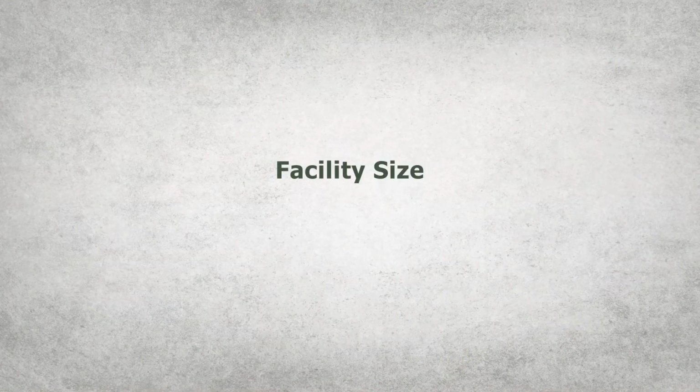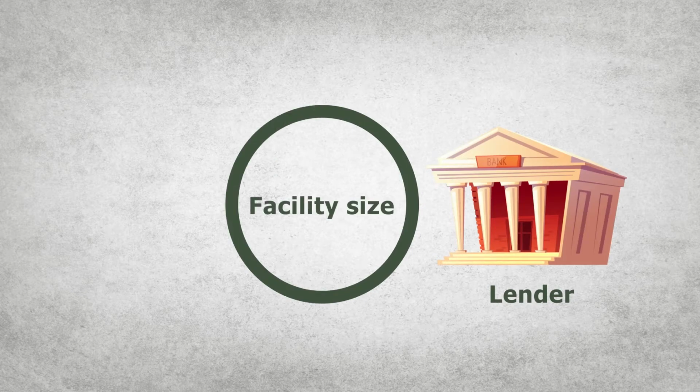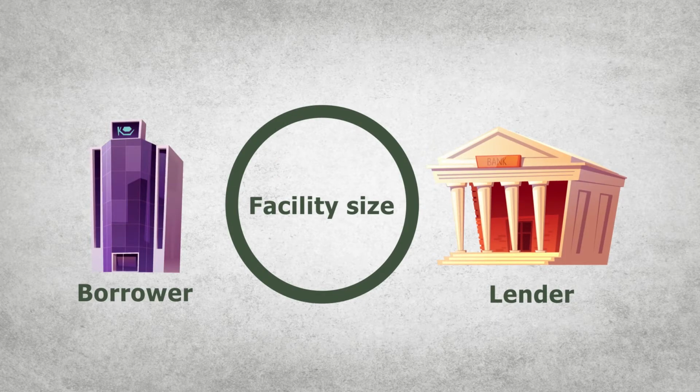Let's talk about facility size, currency used, coupon, and tenor. The facility size is the amount of facility that the lender is lending to the borrower. This can be committed, meaning the full sum, or a combination of committed and uncommitted amounts that the lender can give at a later date.